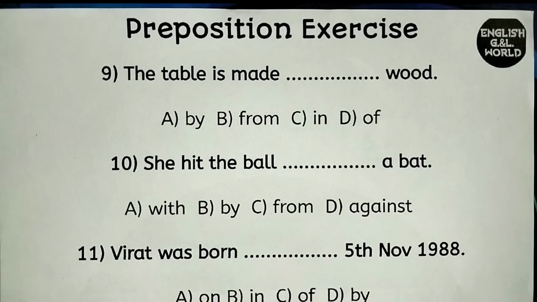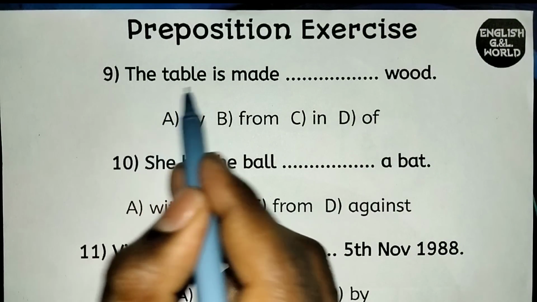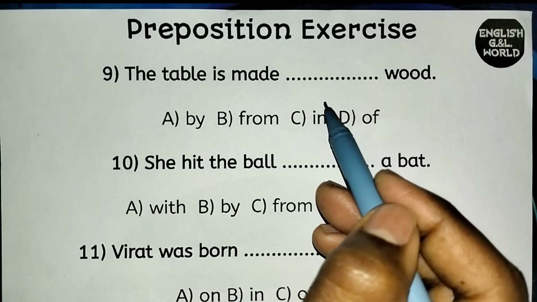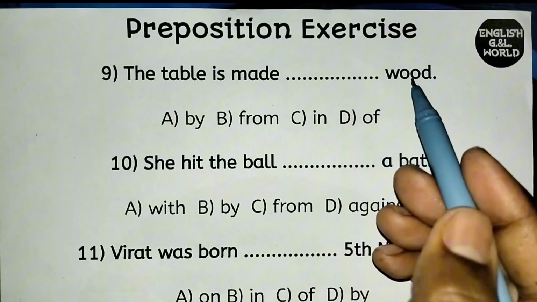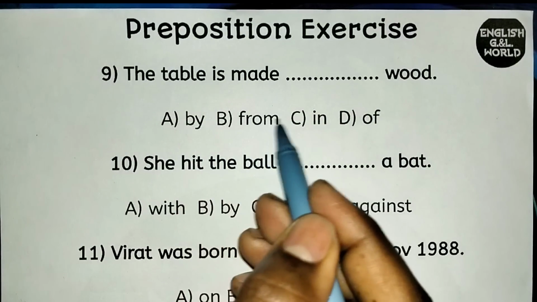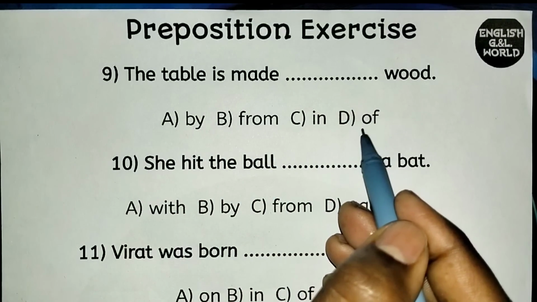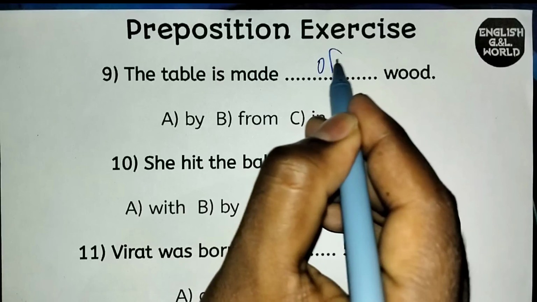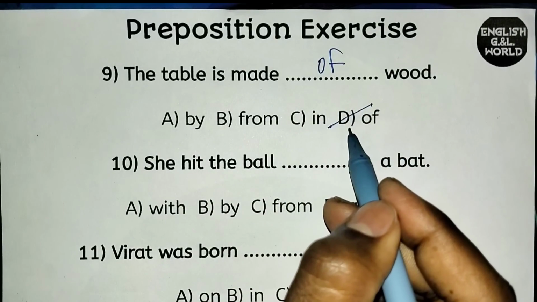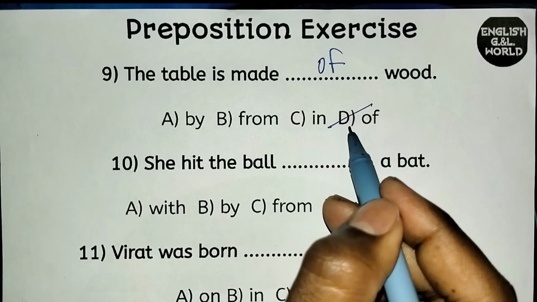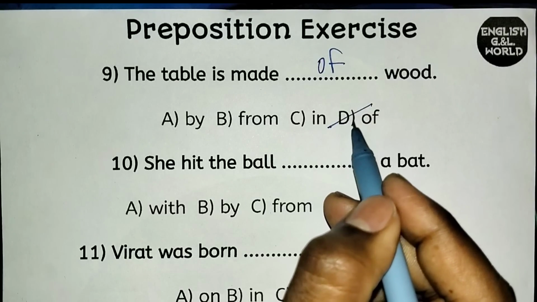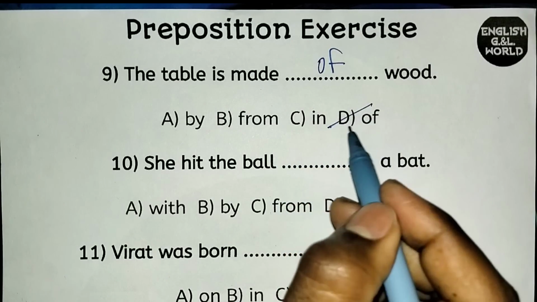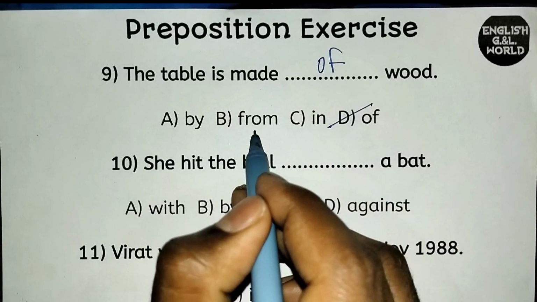Next part. The table is made dash wood. I think it is very easy and you are able to answer it. By, from, in, or of. Which one is right? The right answer is option D, of. Because table is not a chemical change. You are able to restore wood from table. So that's why we have to use of, not from.